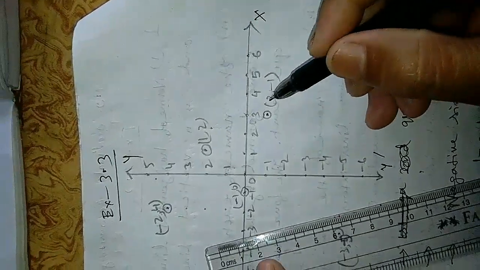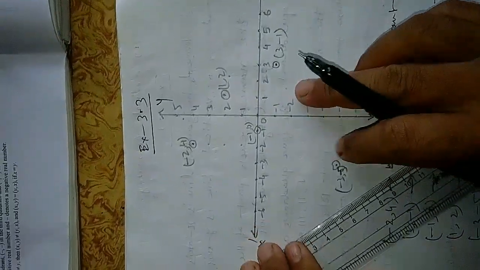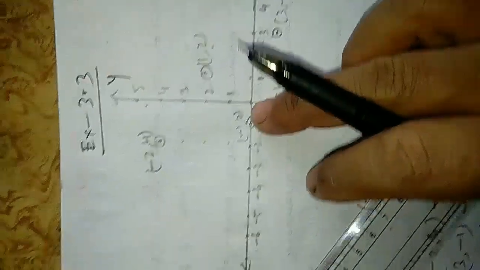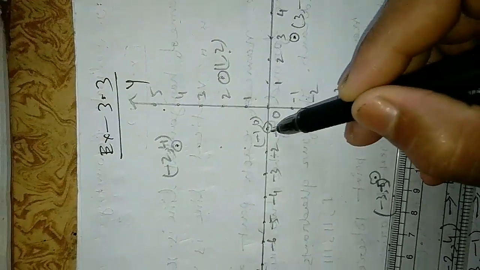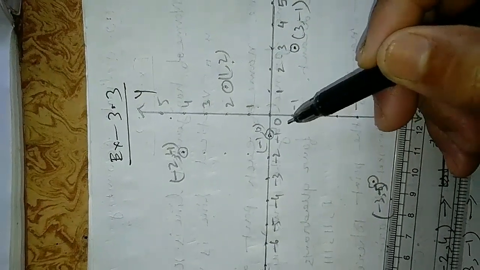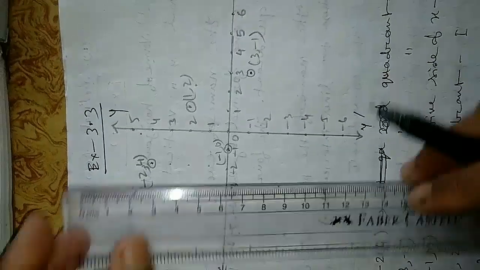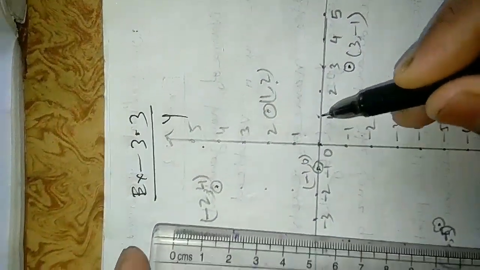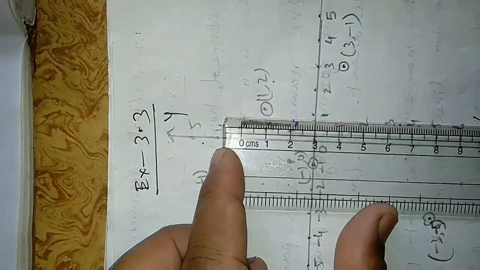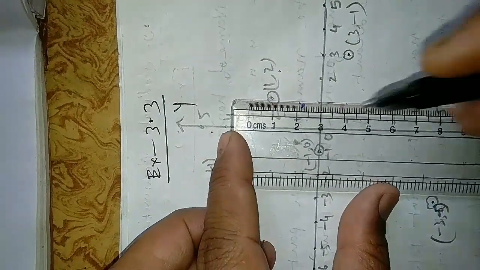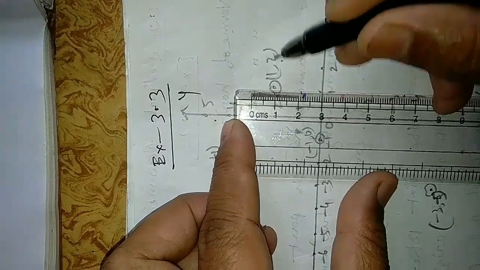Then the next point is (-1, 0). (-1, 0) is on the x-axis because the ordinate is 0. So (-1, 0), this one. Then (1, 2). (1, 2) is in the first quadrant. So first from the origin you come to 1. Then perpendicularly you go to 2. This is the point (1, 2).